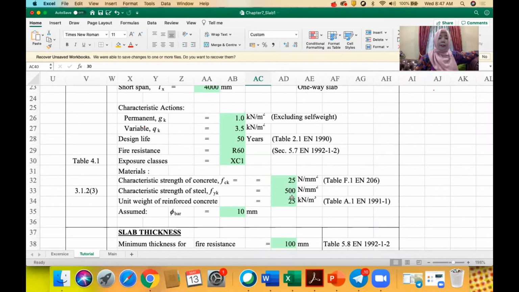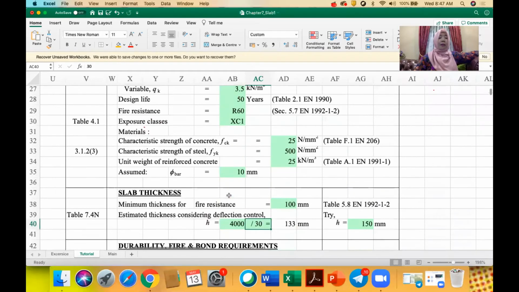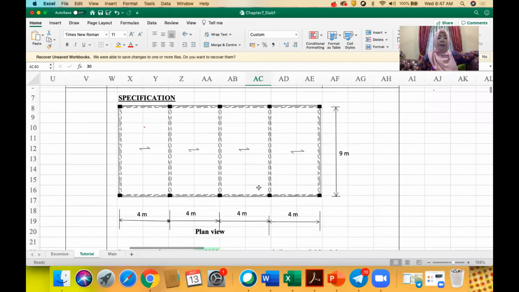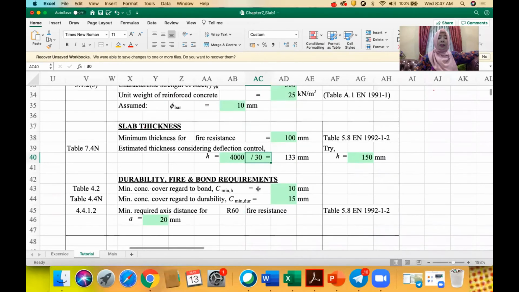The steel strength is fixed at 500. The unit weight of concrete is also fixed. Assume that the bar is 10 millimeter. So in this example, the bar that we use must be 10 millimeter. If it's not stated, then you can use 6, 8, or 10.